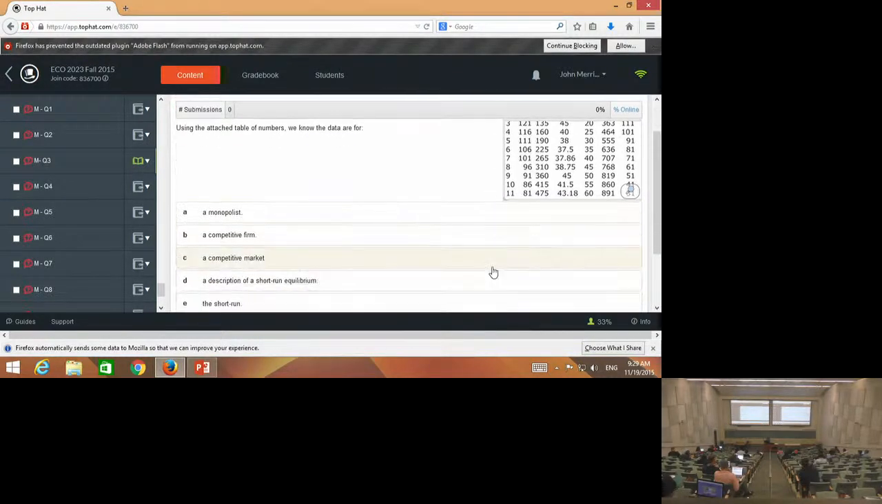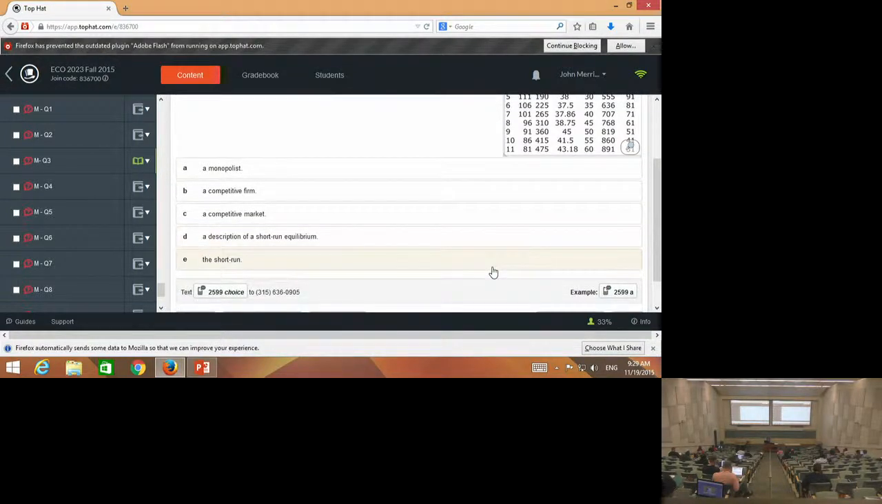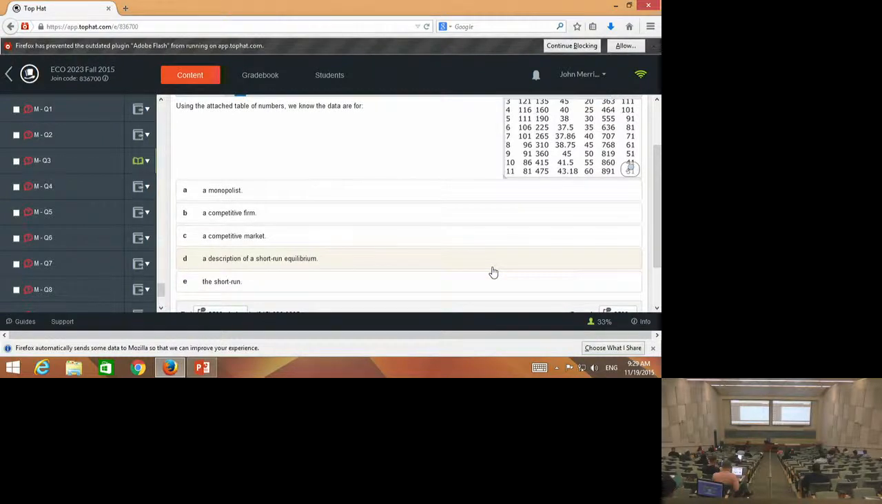All right, here we go with the table of numbers. Remember, you can click on the numbers to see them bigger.